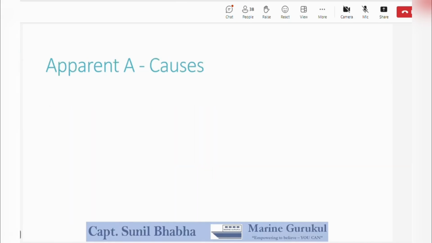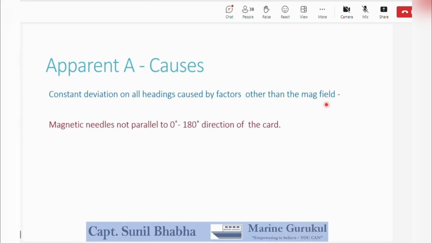Now the second component of coefficient A, which is known as apparent A, is basically the constant deviation on all headings caused by factors other than the magnetic field. So any cause other than the magnetic field which leads to a constant error on all the headings will come under apparent A. There can be numerous reasons for generation of apparent A. Some examples, some possibilities which could lead to this kind of an error.